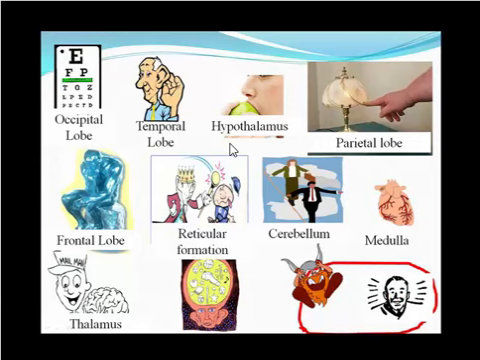So another way of thinking of it is like the mailman. All the letters, all the information, come into the post office, and then the mailman sorts them. I'm not sure if you got that, but that's another analogy to help you remember the thalamus.